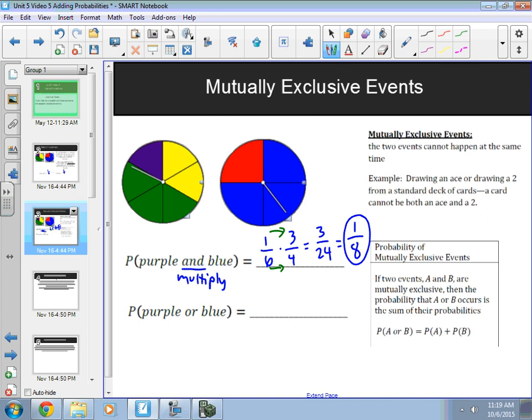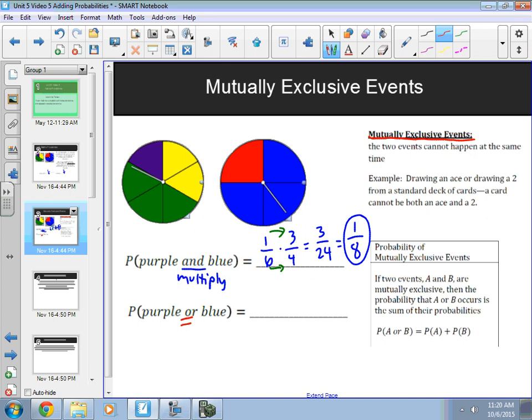Today we're going to look at a different situation where they might ask, what's the probability of spinning a purple or spinning a blue? If you see the word or, that means you don't need both to happen like in the last one we just looked at. And means both have to happen. Or just means one or the other needs to occur. When you see the word or, that is what is called a mutually exclusive event. These two events cannot happen at the same time.